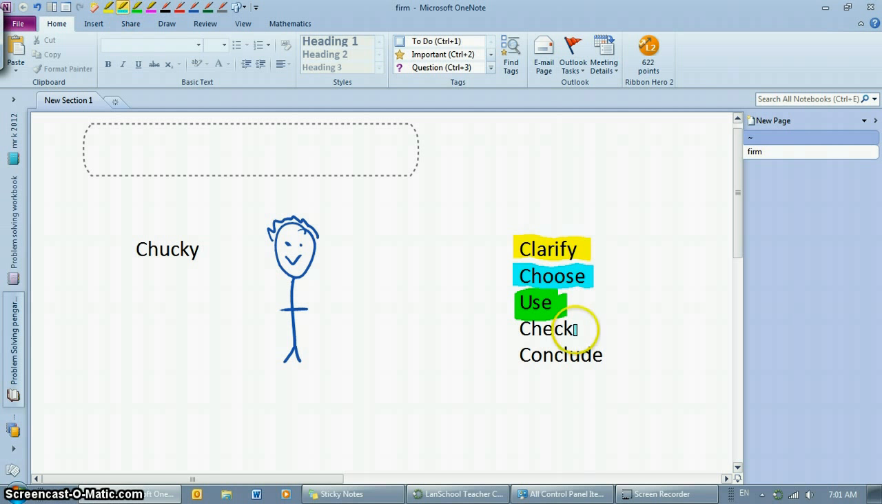Check is a very important step where we need to check our work. How many times have you made a silly mistake in an exam or in a question and it's been circled and you've got part marks and you've changed a plus to a multiply or something to that effect?